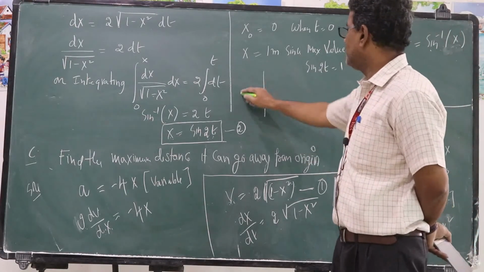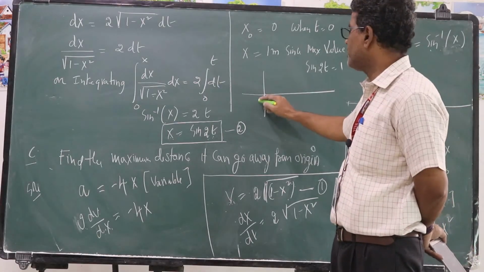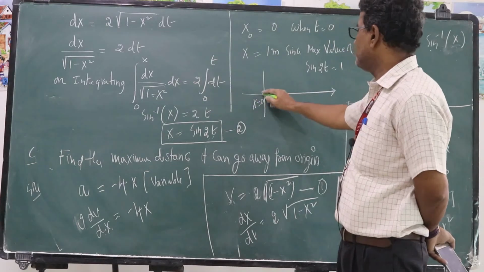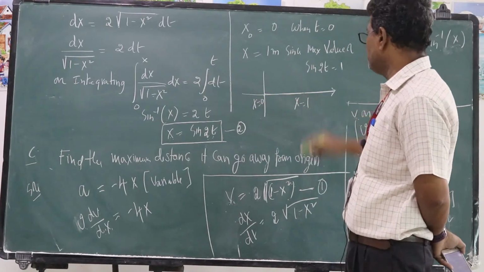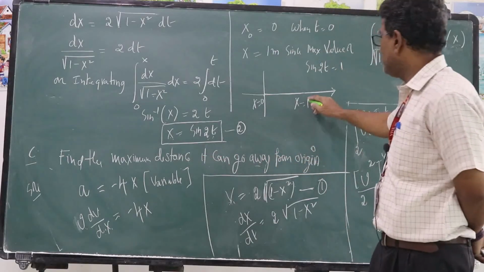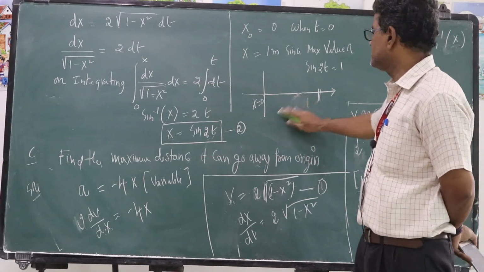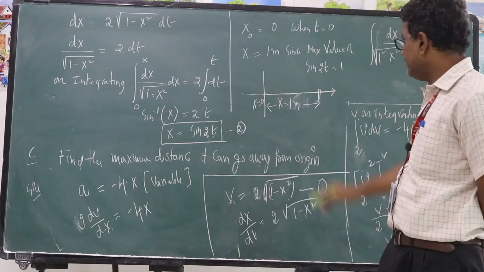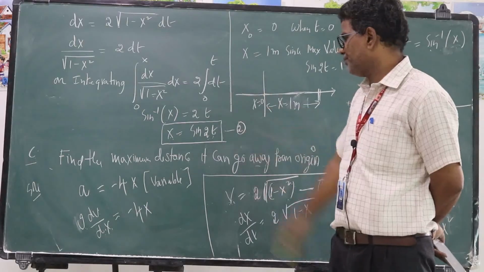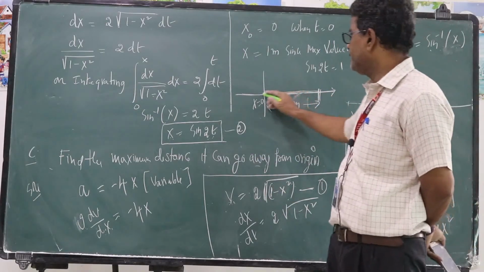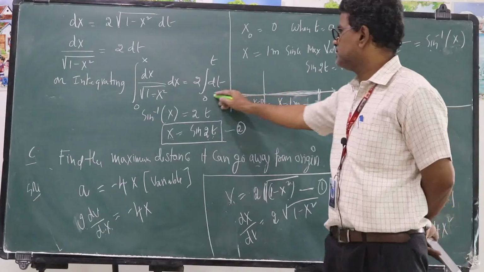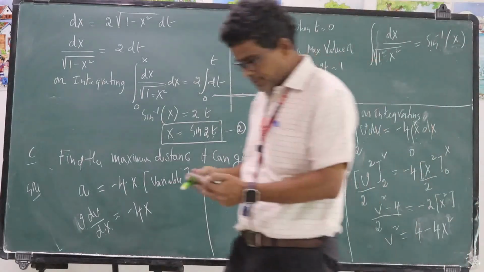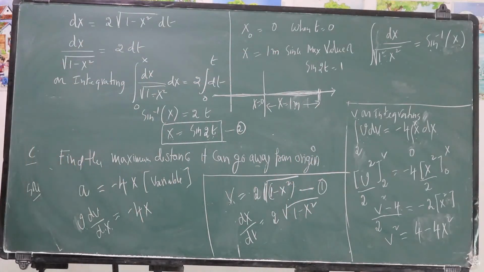So what is the maximum distance it goes away from origin? If x is equal to 0 here, how much can it go away from origin? Up to 1 meter. So this is x is equal to 1 meter. And again it will return back, then again it will oscillate like this. So it is a harmonic function. So this is the answer for the second one.